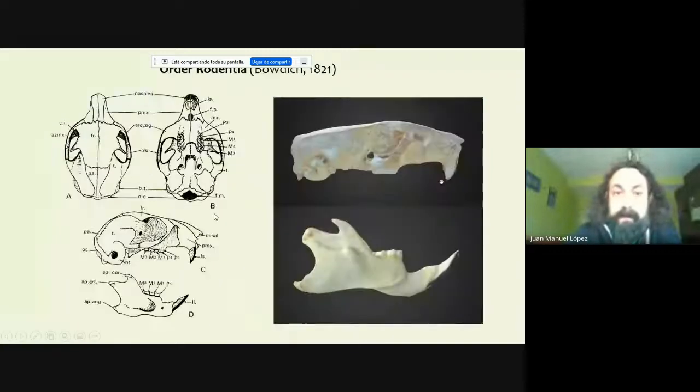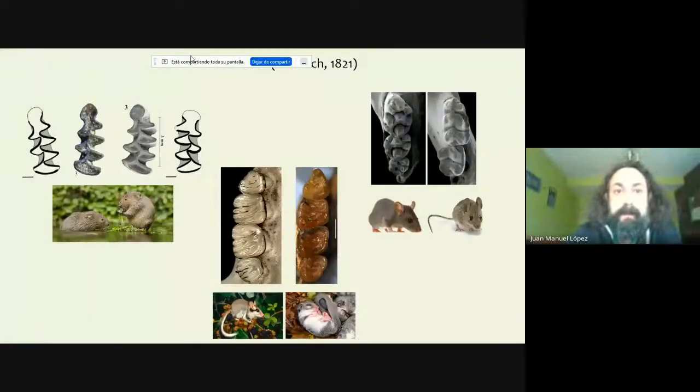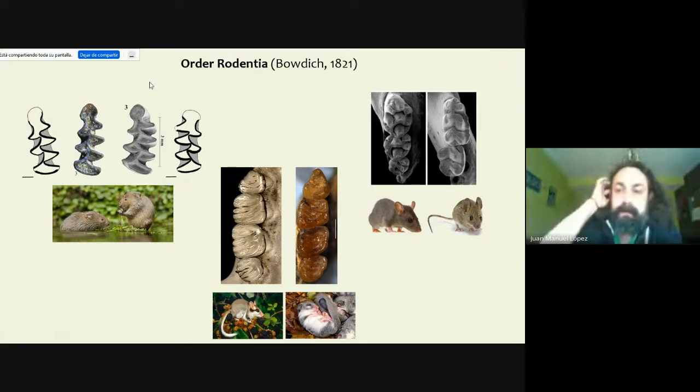Okay, inside the order Rodentia, or the order of rodents, these are the most abundant species, or groups, that we can find in archaeological sites. For example, voles, their teeth in occlusal view, and a picture of the current species. Also mice, where you can find this tooth morphology is different. These are upper molars and lower molars, and also dormice that are here.